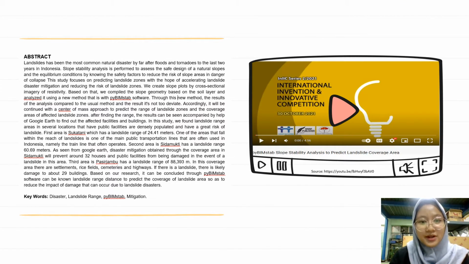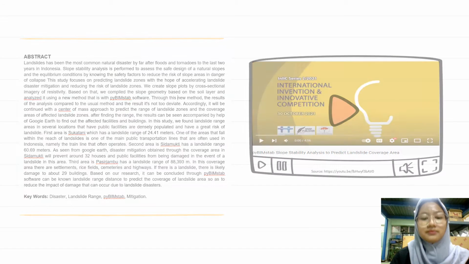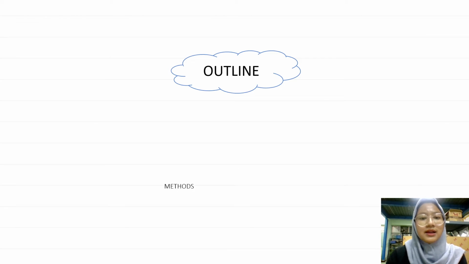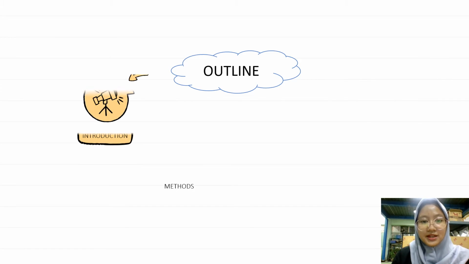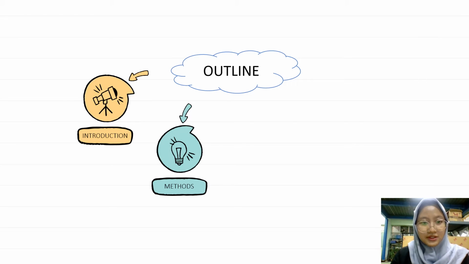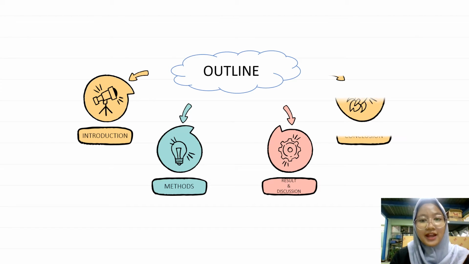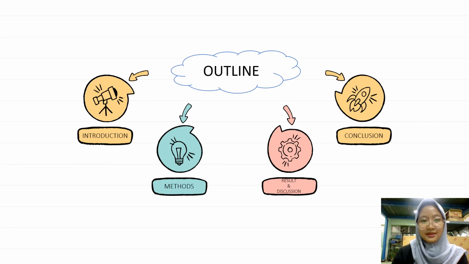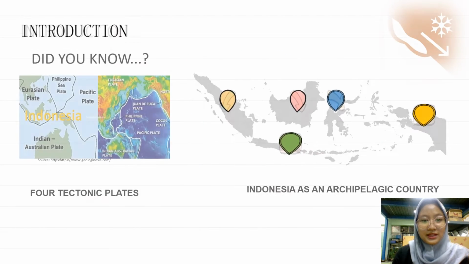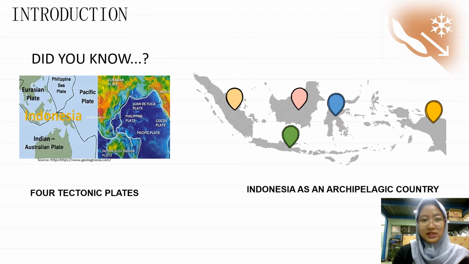We have created the abstract as shown and a competition video on the right of this slide. This paper contains prediction of landslide coverage areas along with prediction of affected infrastructure if a landslide does occur. The outline of this presentation is introduction, methods, result and discussion, and the last one is conclusion. Let's get into the introduction.